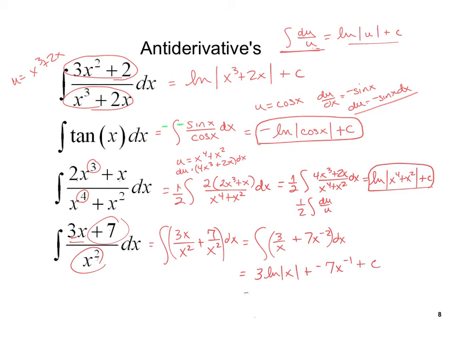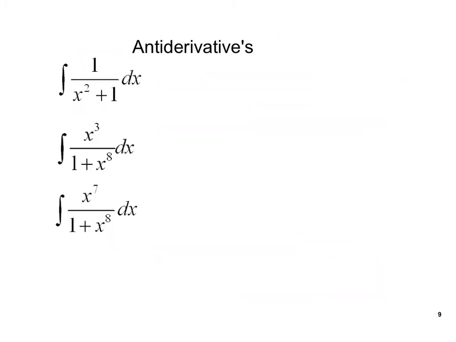plus c. And if you want to, you can rewrite it. It doesn't really have to be, but 3 times ln of absolute value of x minus 7 over x plus c. Either answer is fine, but there's your antiderivatives. And you can see there's a lot of things you have to learn here, and you're going to need a lot of practice. So, you'll have an opportunity to get a lot of practice. And here comes some more.